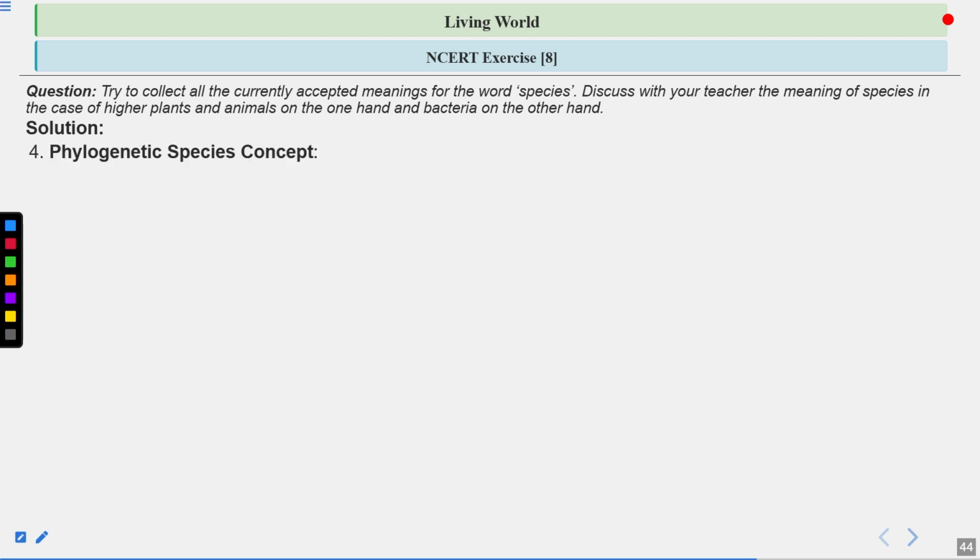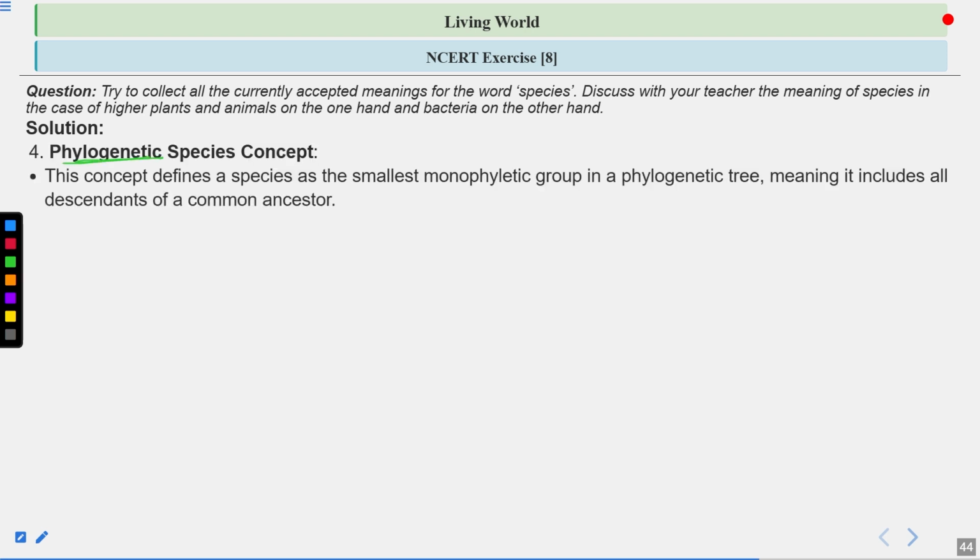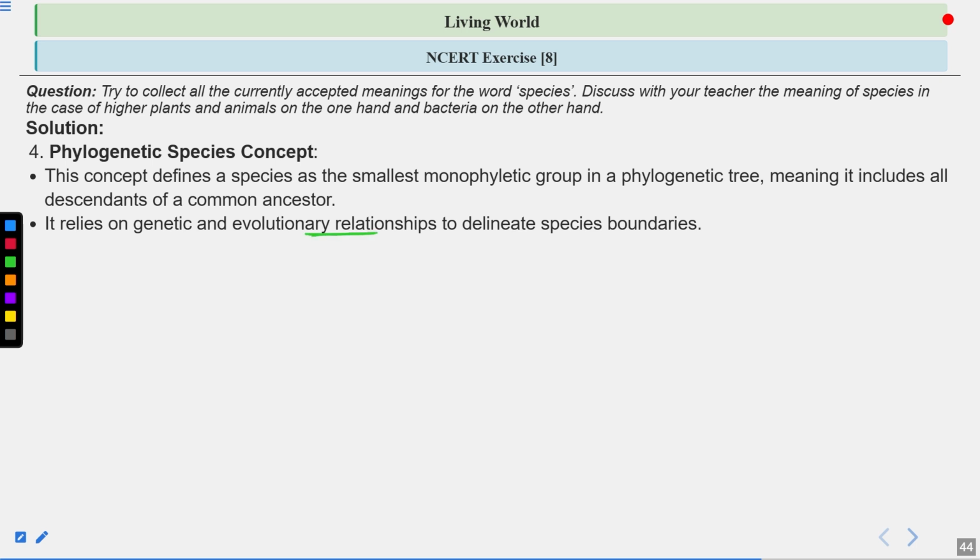Next one is the phylogenetic species concept, means evolutionary relationship. Here the species are defined on the basis of their evolutionary relationship. Species is the smallest monophyletic group in a phylogenetic tree. This means that species includes all the descendants of a common ancestor. There was a common ancestor, and the common ancestor gave rise to species 1, 2, 3, 4, and 5. That's why it is a monophyletic group, having a single ancestor which is giving rise to all the descendants. So it relies on genetic and evolutionary relationship.